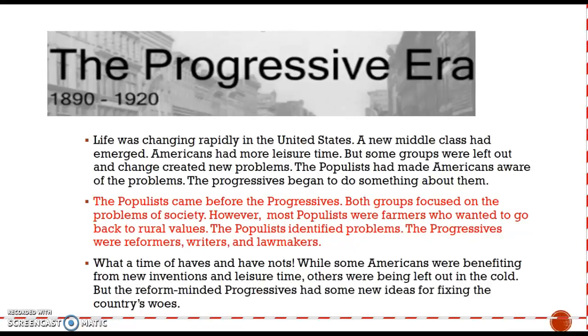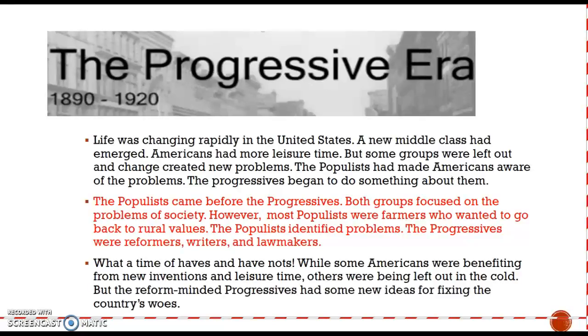All right, now that you have the definitions written down, we're going to take a closer look at what the progressive era is. Okay, the progressive era covers this time period. Life was changing rapidly in the United States. A new middle class had emerged. Americans had more leisure time, but some groups were left out, and change created new problems.